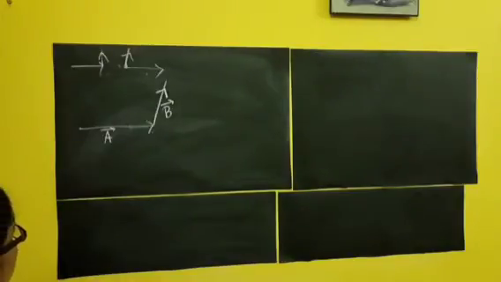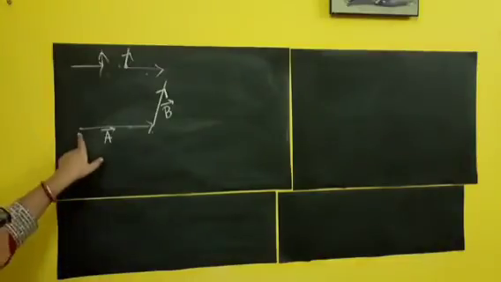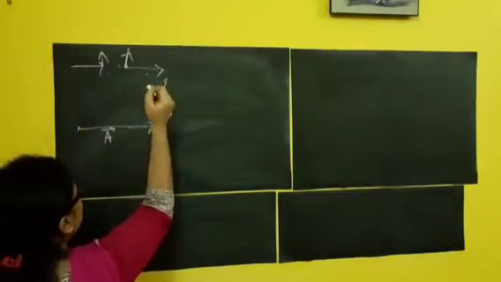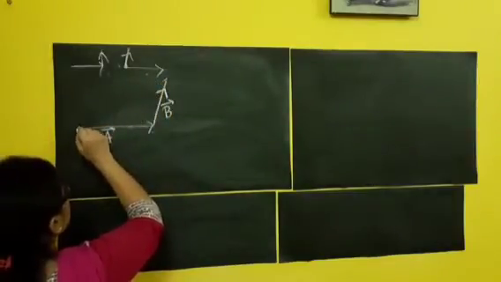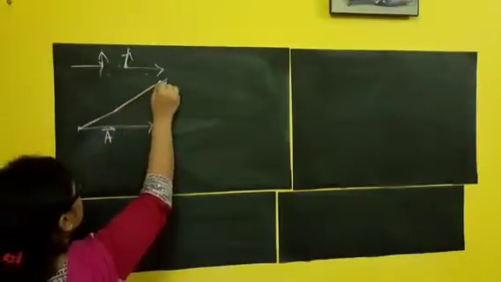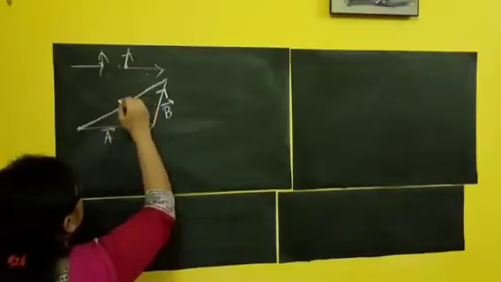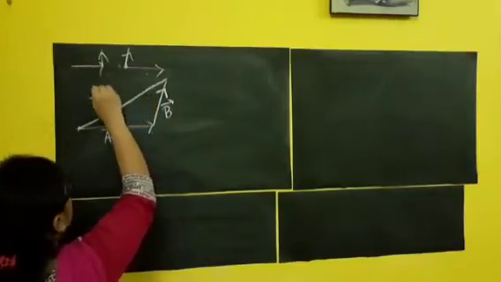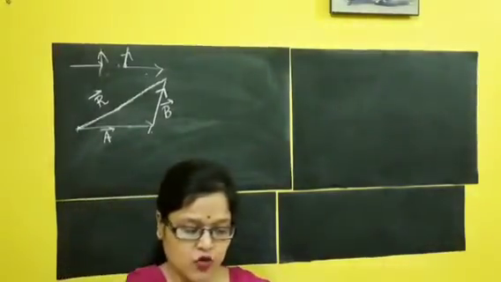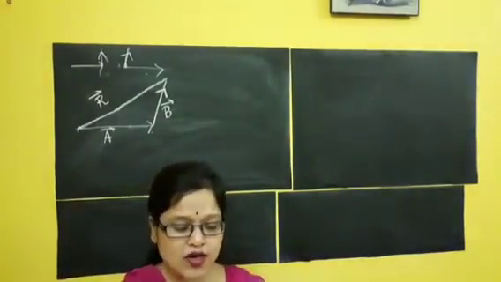The resultant of these two vectors is obviously the line connecting the starting point and the ending point. This is the starting point, this is the ending point of the whole system. So if I join it, this will be my resultant vector R, which is what I will calculate. Clear?